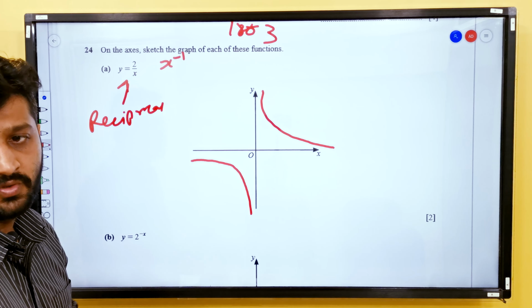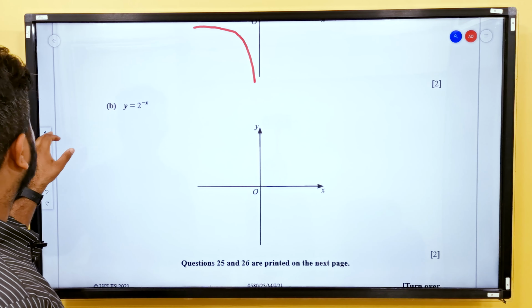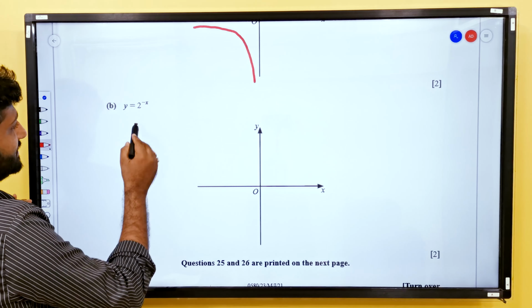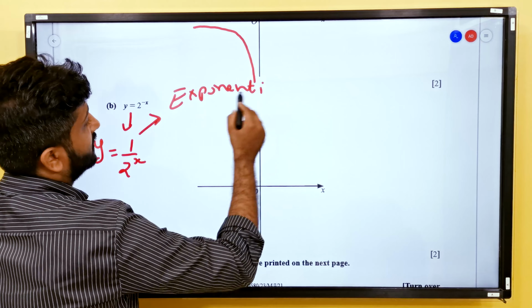This graph is going to look something like this. Next is y equals 2 power minus x. I can rewrite this as y equals 1 upon 2 power x. This is a graph of an exponential function.